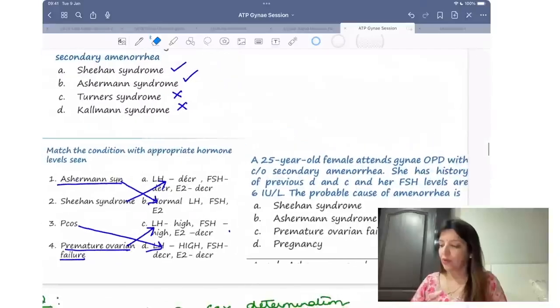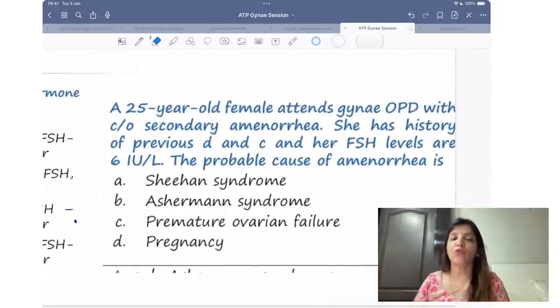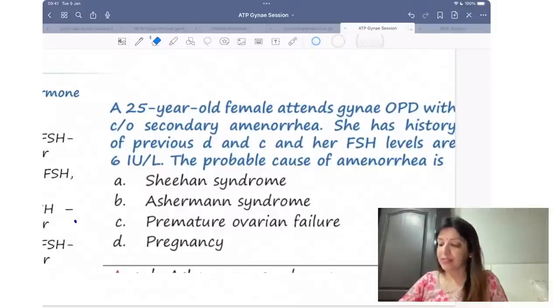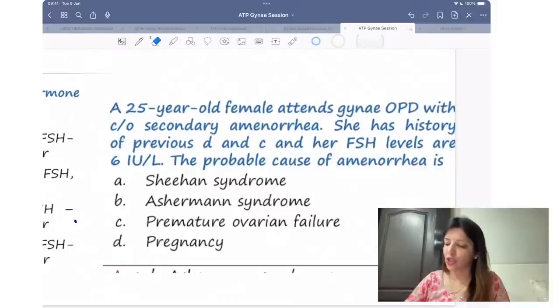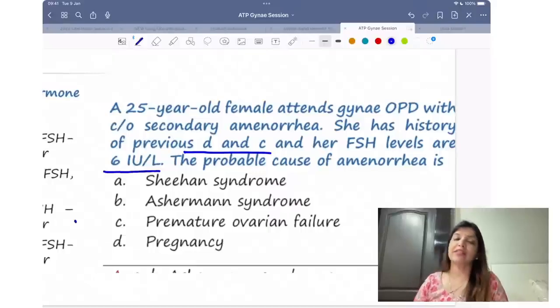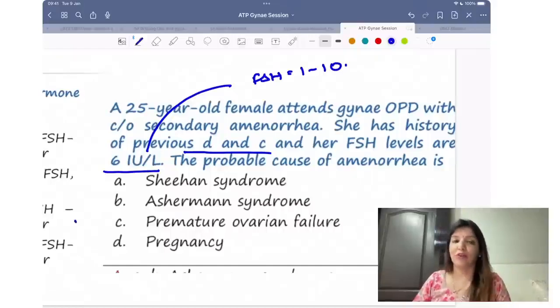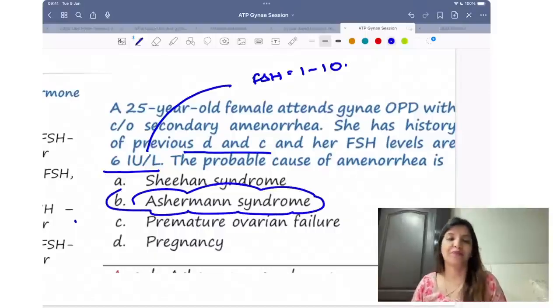Yes? Okay. Now look at this question. A 24-year-old female, this is again your PYQ. A 24-year-old female attends gynae OPD with secondary amenorrhea. She has history of previous DNC. Her FSH level is 6 international units. What does 6 international units mean? Normally how much is FSH? 1 to 10. So 6 means absolutely normal. So absolutely normal FSH levels and previous history of DNC. What is it? Asherman syndrome. Clear to all of you? Any confusions? No? Okay.